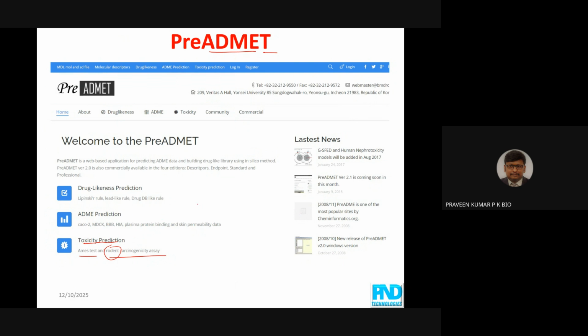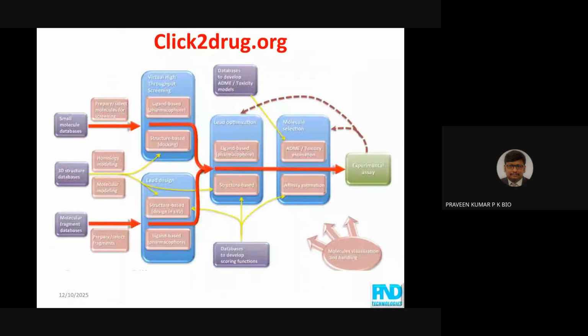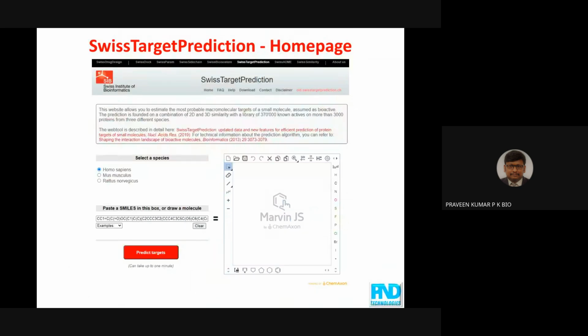Like this, you have to check for the tools: which tool is for which species. That's also most important. Even in Swiss Target Prediction, you can see whether you are checking for Homo sapiens, Mus musculus or Rattus norvegicus. Don't assume that whatever we predict for human can be used for mice and rat, and whatever you predict for mice can be used for human as such.